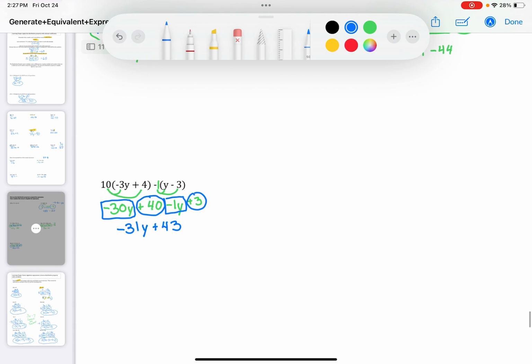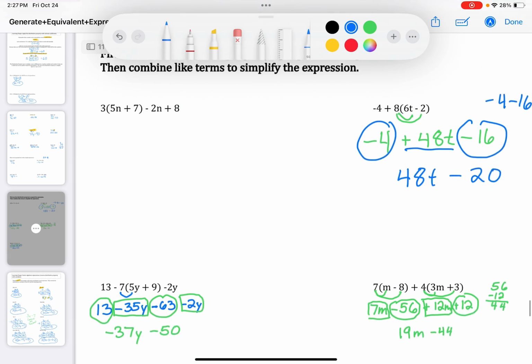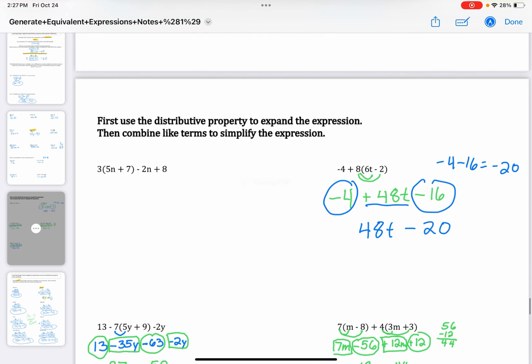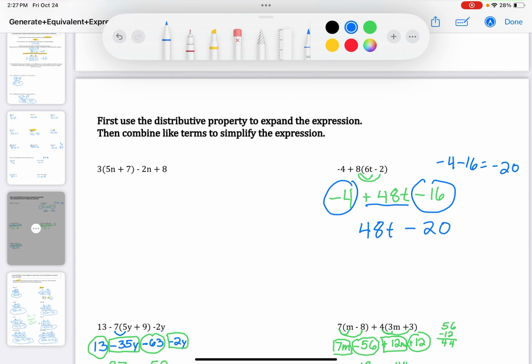All right, that is it for our possible exceeding expectations opportunities. We do not have an assignment over this, but there are some problems that you could find like this in IXL, or ask me. I can always provide more opportunities.